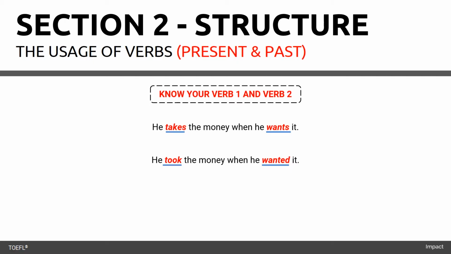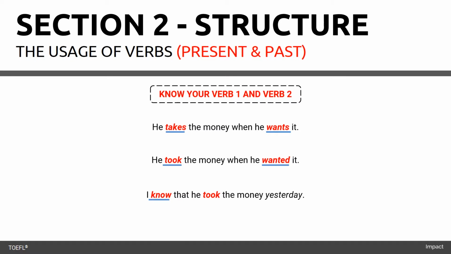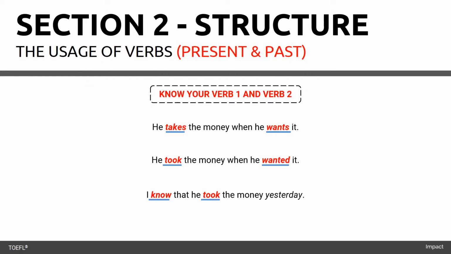Now let's look at the third sentence. I know that he took the money yesterday. Let's look at the first clause. I know. Know here is what verb? Verb 1. It's in present. That he took the money yesterday. He took. Took is what verb? Verb 2. Exactly. Why is the first clause in present and the second clause in past?